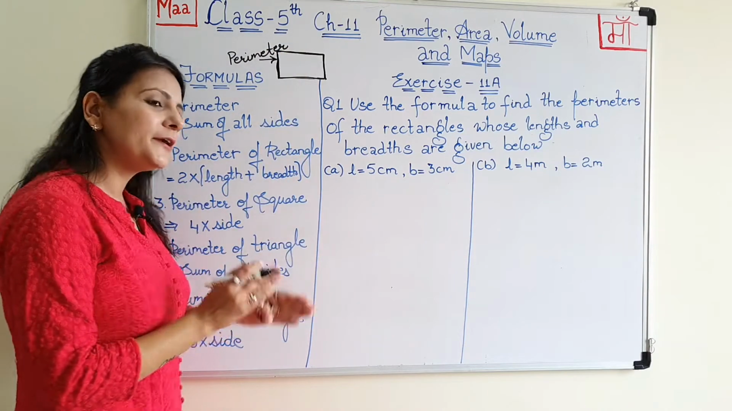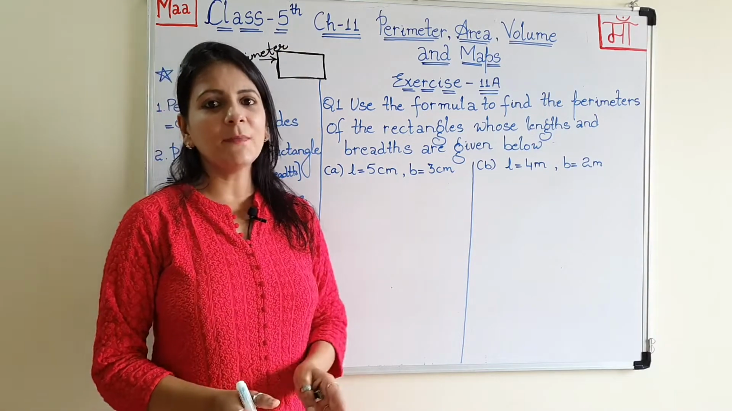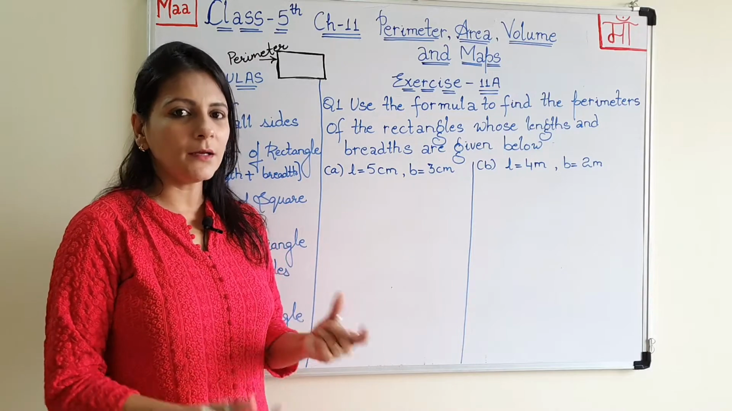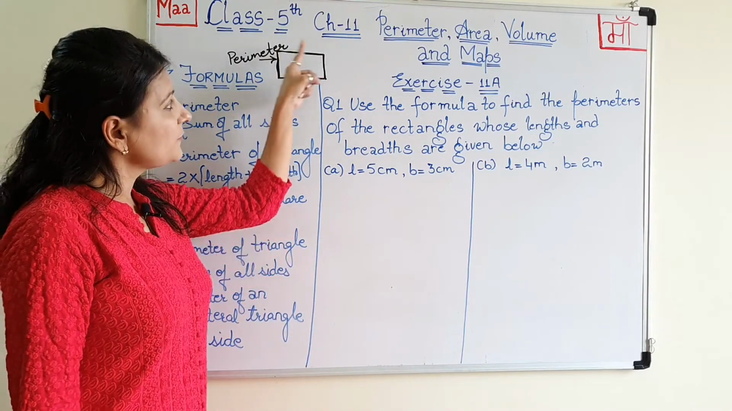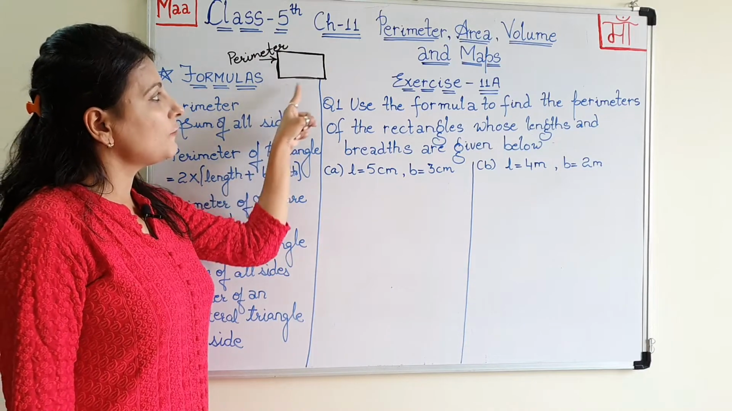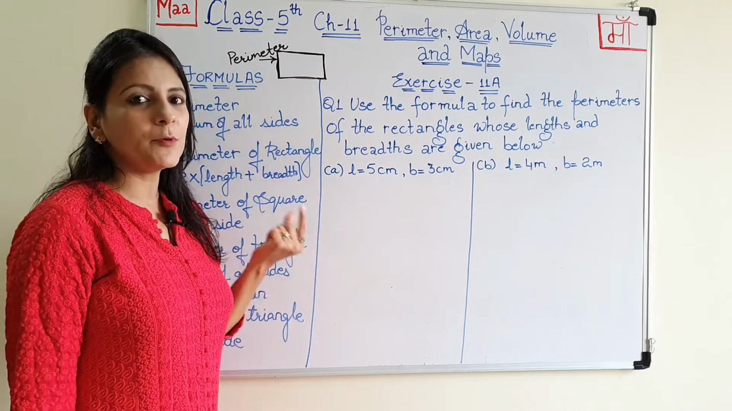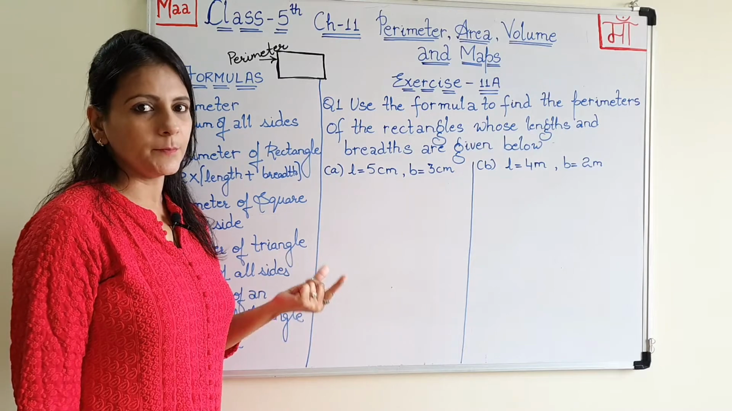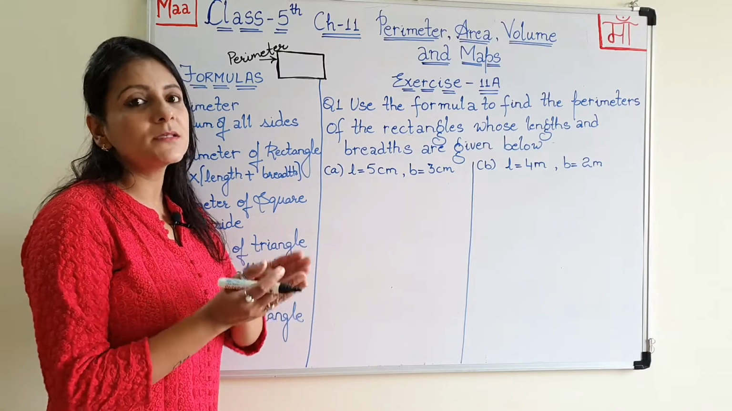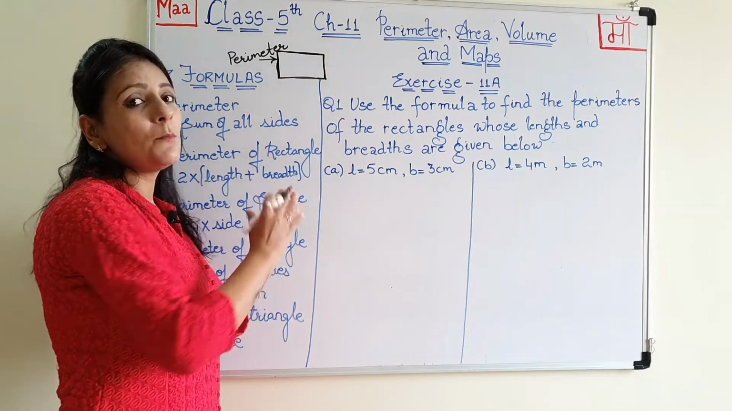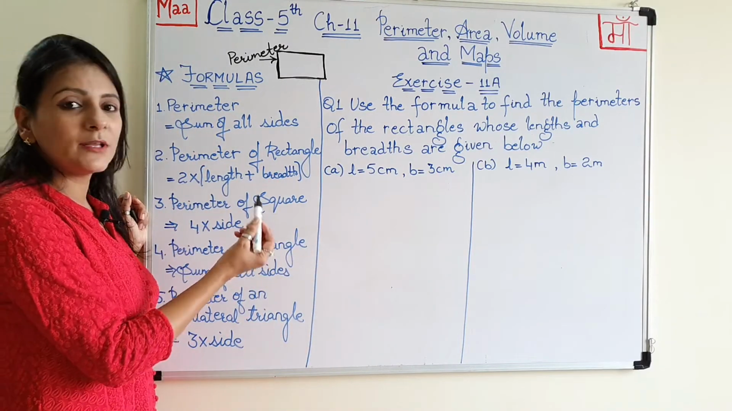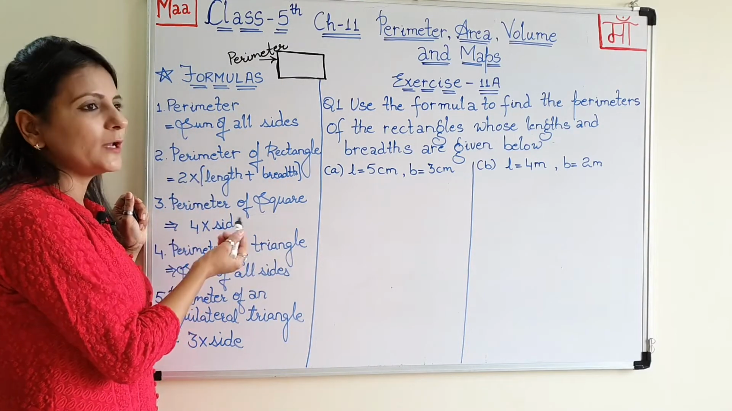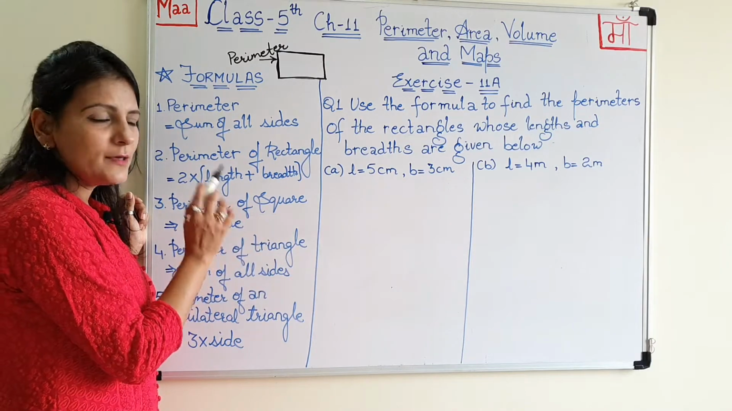Whenever it is asked to find the perimeter of any polygon, it is in short the sum of all sides. When we add the length of all the sides, we come up with the result of perimeter. So perimeter is the sum of the boundary. Now let us see one by one the formulas which will come in use in this particular exercise.